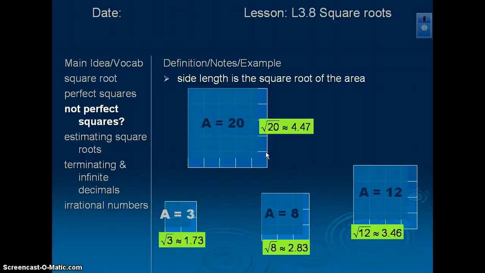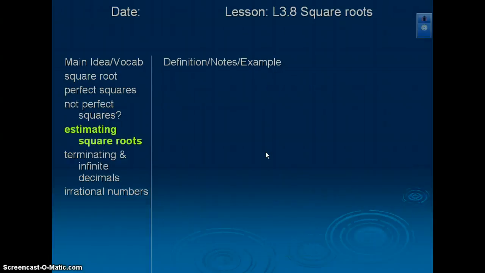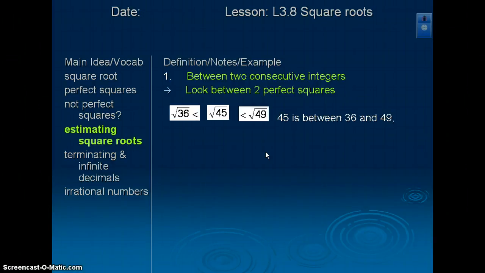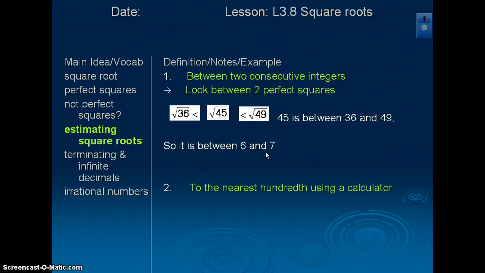That's not the only way to estimate a square root, though. We can estimate a square root simply between two consecutive integers. For example, we can look between two perfect squares. The square root of 45 is not a perfect square, but it's right between 36 and 49, which are perfect squares. So it's between 6 and 7. It's 6 point something. We can also use a calculator to help us round to the nearest hundredth by entering square root of 45. We can find out it's about equal to 6.71, which is of course between 6 and 7, just like we had estimated in the first example.